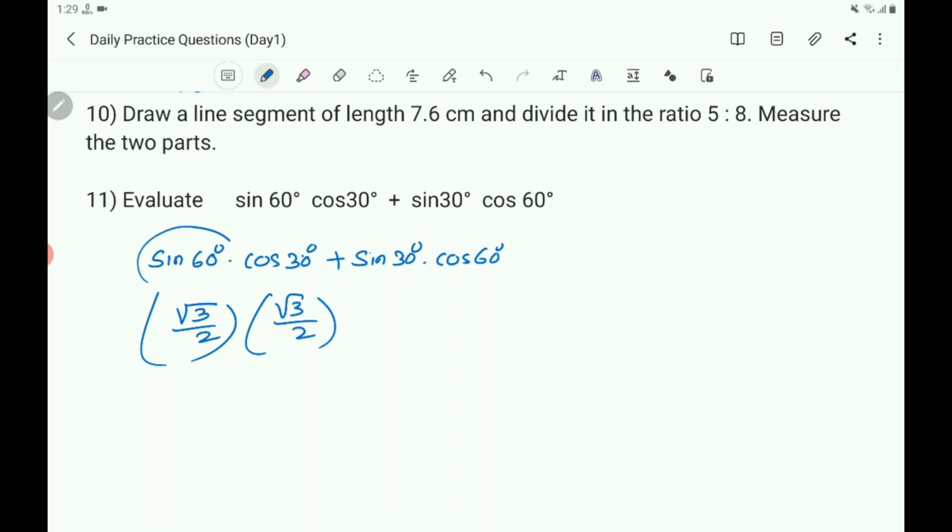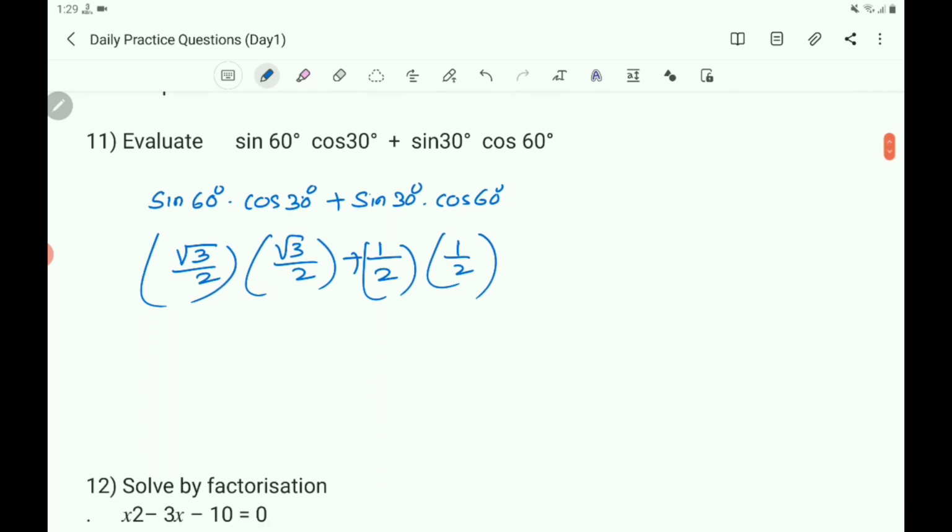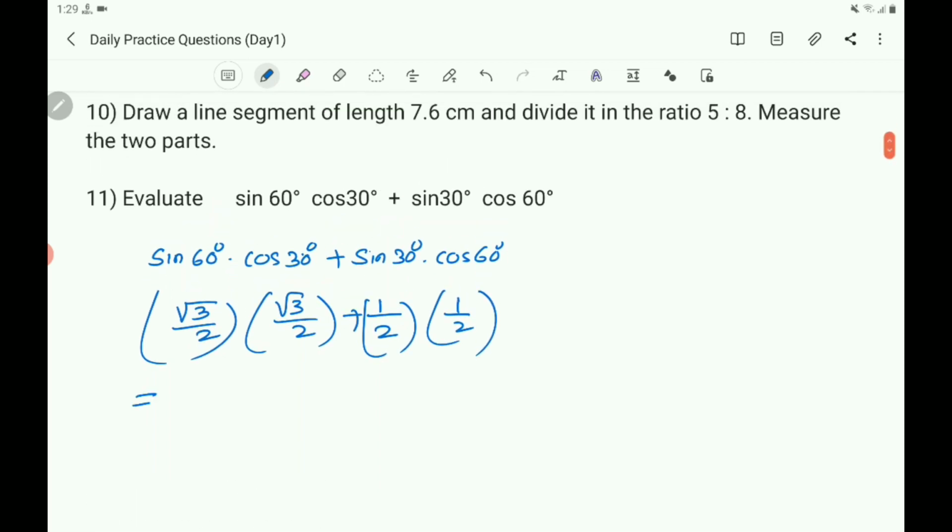Here sin 60 degree and cos 30 degree have the same values. Sin 30 degree and cos 60 degree also have the same values. Plus you write sin 30. Sin 30 is 1 by 2. Cos 60 is also 1 by 2. Then you write equals.